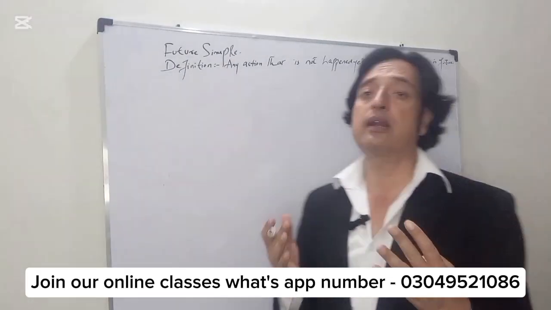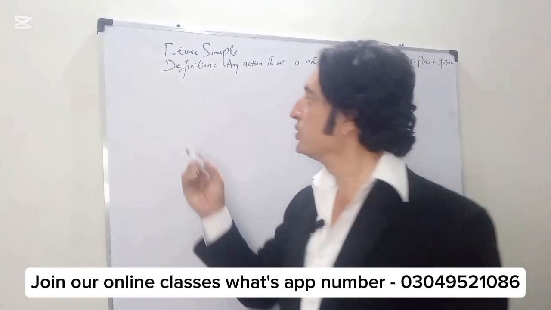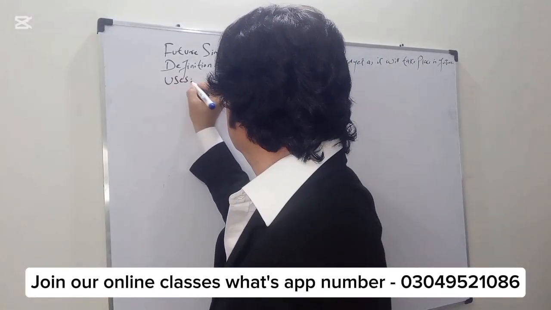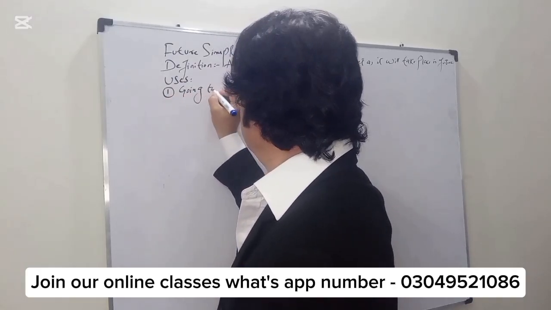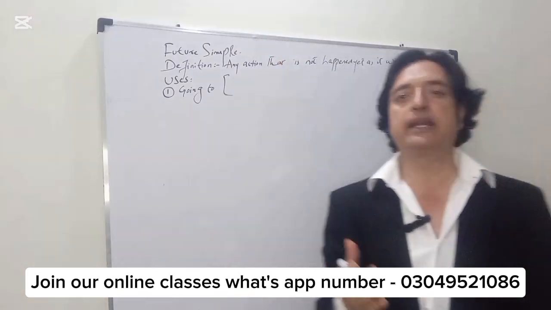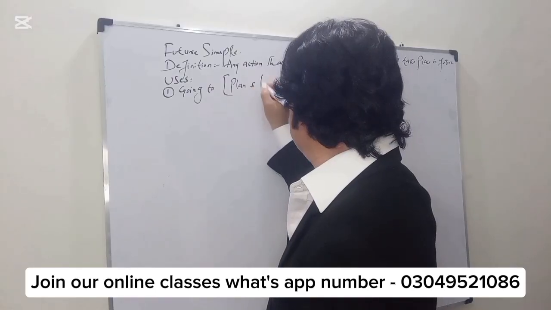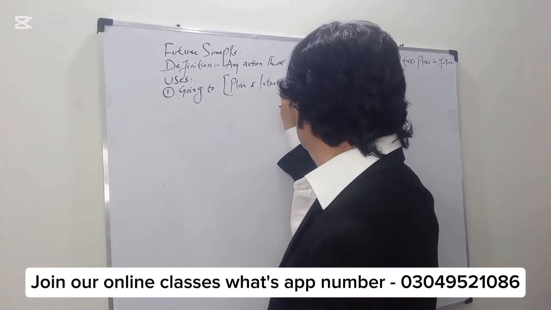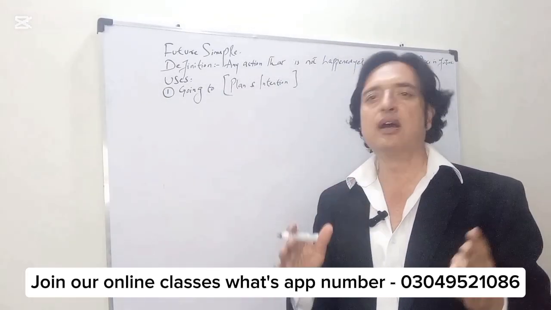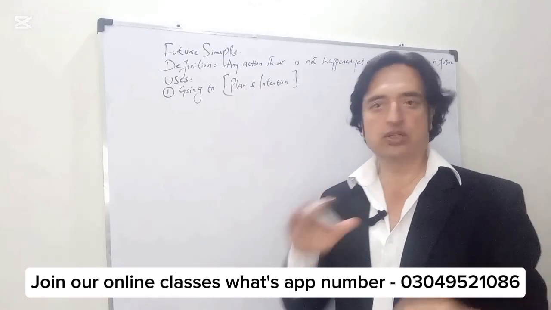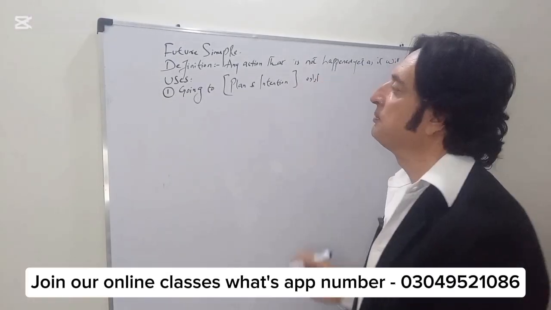All right, so there are three different uses, and we'll focus on the first two. So uses. Number one, going to. And going to we use for plans and intentions. When you are having plans, you will be doing something. So plan, just irada, it could be 50-50. Either you would do it or you would not do it. So I write it just for you, the irada, plan and intention.